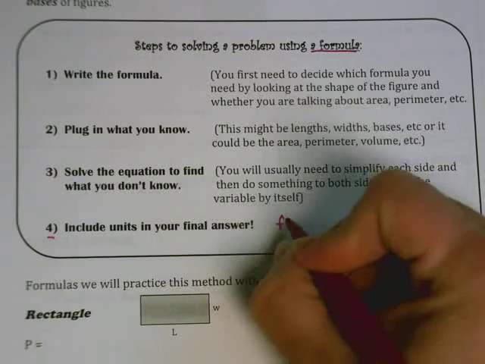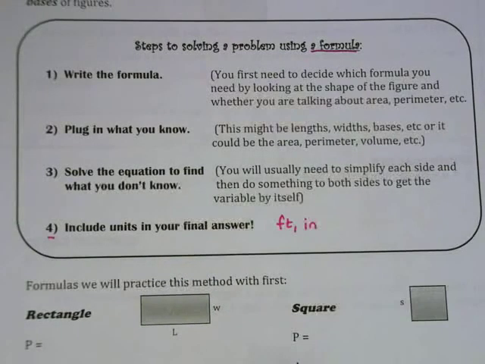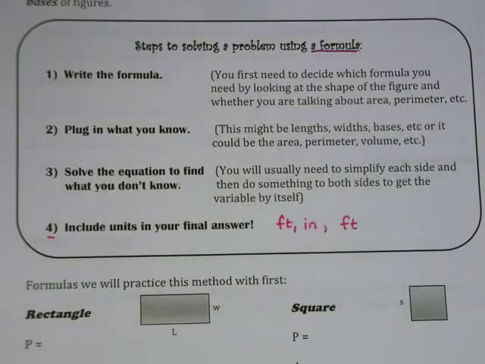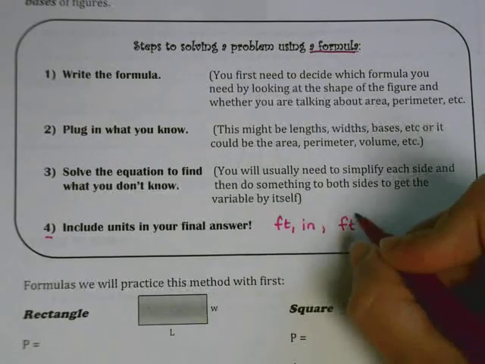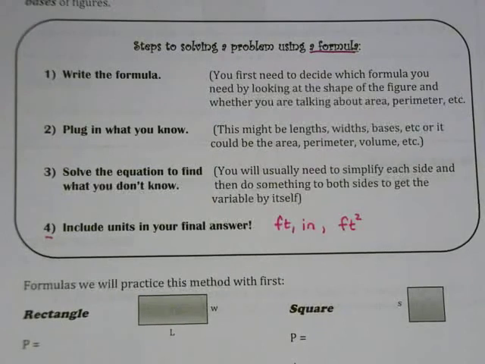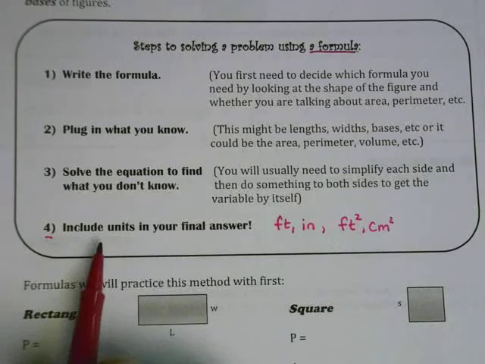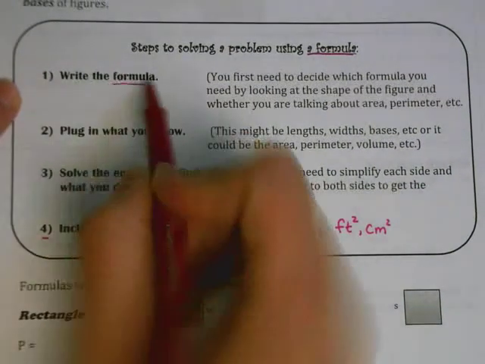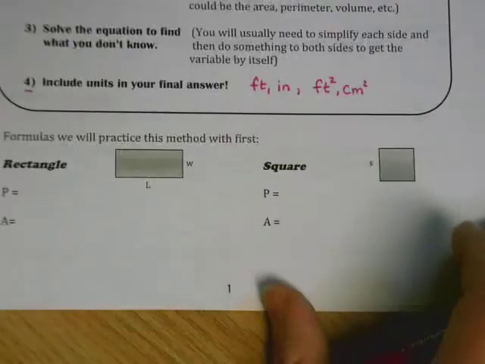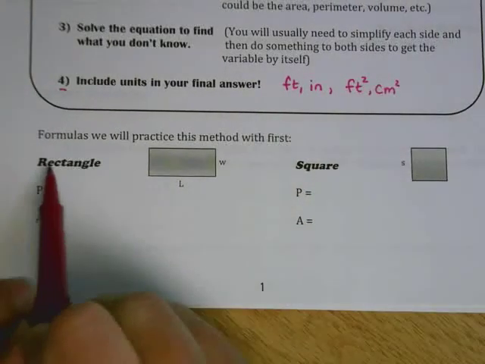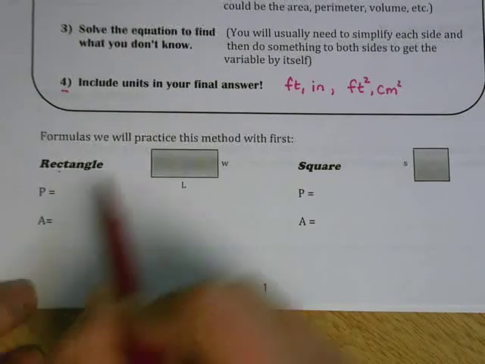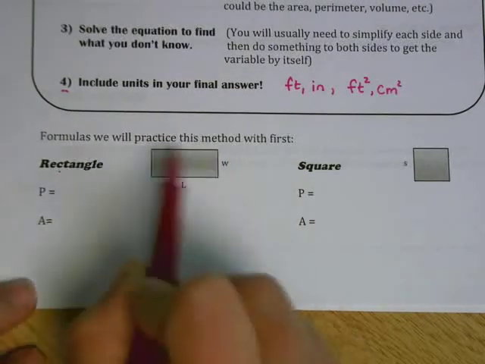This could be something like feet or inches, or it just depends on what's in the problem. If it's area, it wouldn't be just feet because area is the amount of space inside. So area might be something like feet squared, square feet, or centimeters squared, square centimeters. So the units depend on what we're trying to find in here. So let's go through and let's at least get some formulas first so that we know some basic formulas. And we're just going to start with 2 different shapes for today. We're looking at a rectangle and we're looking at a square. And we're looking at formulas for the perimeter of it, the outside, and the area, the inside.